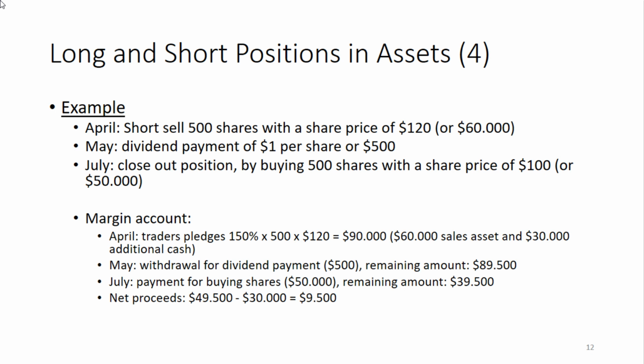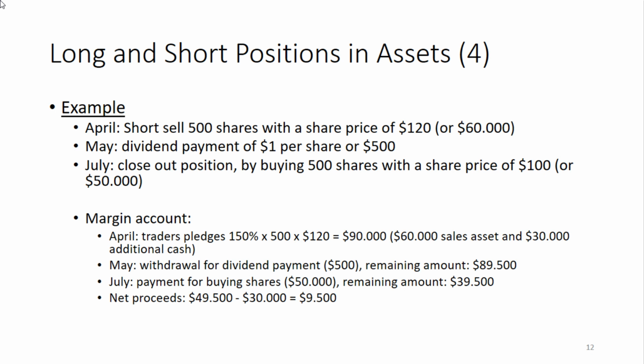Then in July, there is the request to close out the position in order to give the shares back to the party that they were borrowed from. So if the price at that time is 100, buying the shares will cost you $50,000, and also these $50,000 will be taken from the margin account, which means that then there's $39,500 left in the margin account.